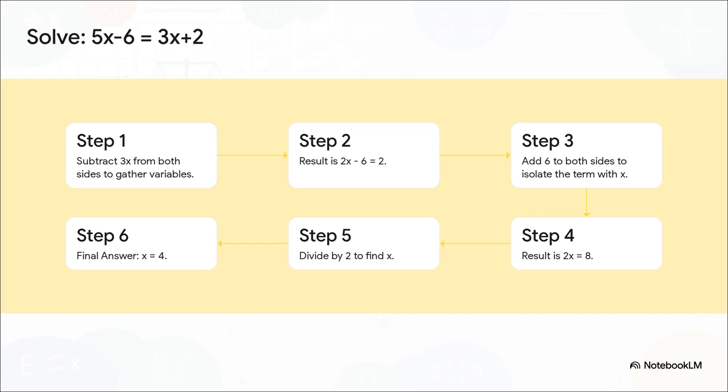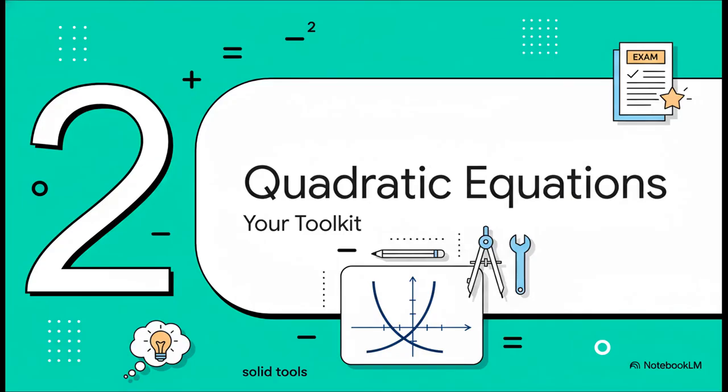So, first move, as you see in step 1, we get rid of the smaller x term by subtracting 3x from both sides. That leaves us with 2x minus 6 equals 2. Simple. Next, we want to isolate that 2x, so we do the opposite of minus 6, which is adding 6 to both sides. Boom, we get 2x equals 8. And for the final step, just divide by 2, and there it is, our answer. x equals 4.